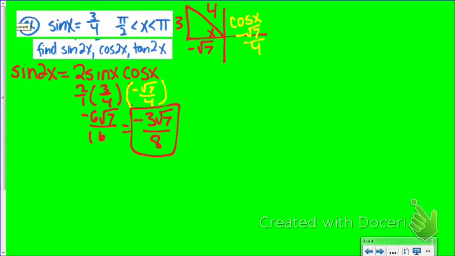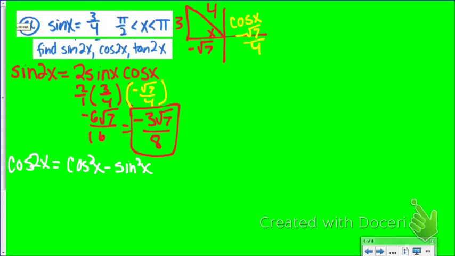And we're going to do the same thing with cosine. But with cosine, there are actually a couple different options I could use. I'm going to get the same answer no matter which one I choose, but I'm just going to go ahead and do the first one on here because I've already found both my sine and cosine. So I've got cosine squared x minus sine squared x.